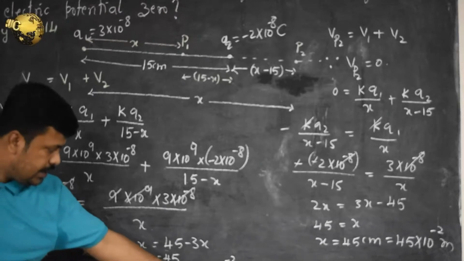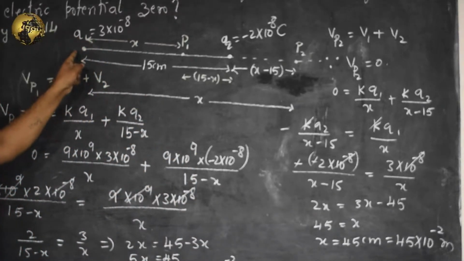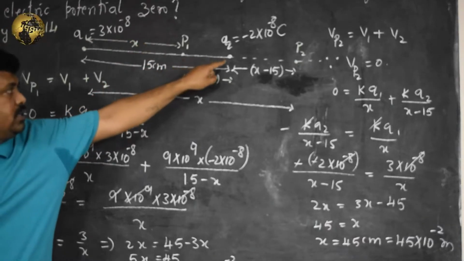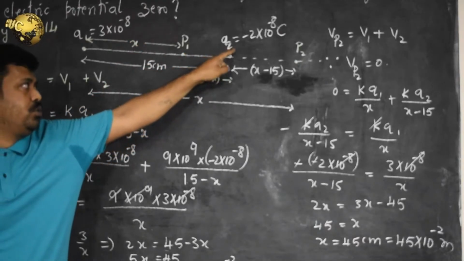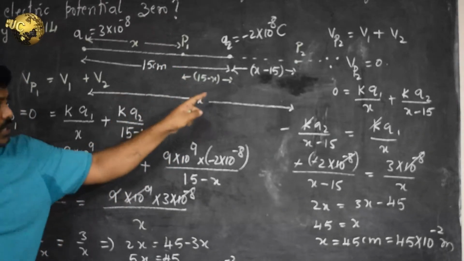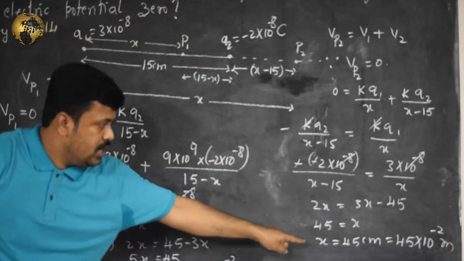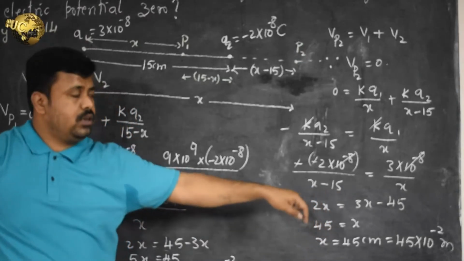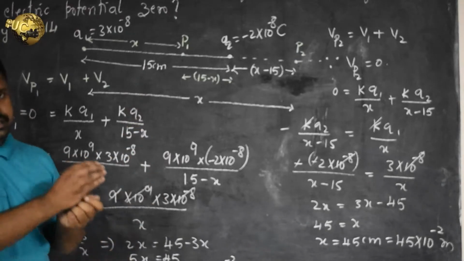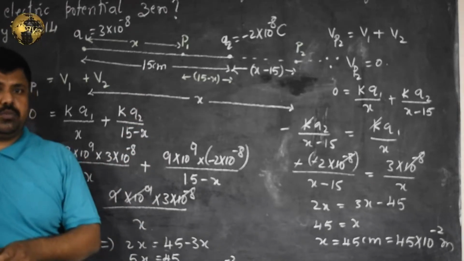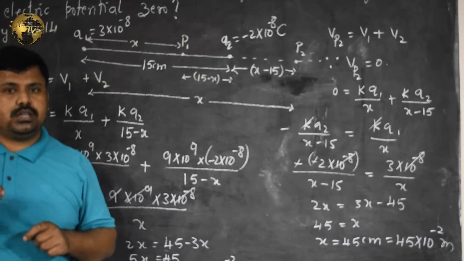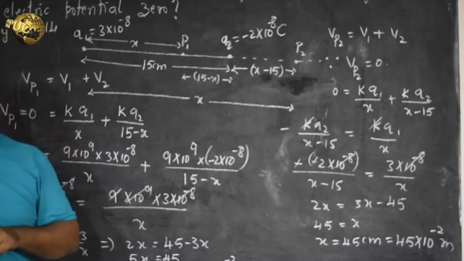You can say 9 centimeter from Q1, so this is at 9 centimeter. So the remaining is 6 centimeter. So for Q2, this point P1 is at a distance of 6 centimeter. And in the second case, we get x as 45 centimeter. If you find that distance from Q2, 45 minus 15, that is 30 centimeter. So remember, the point where the potential will be 0 is always near to the smaller charge when we have two charges.